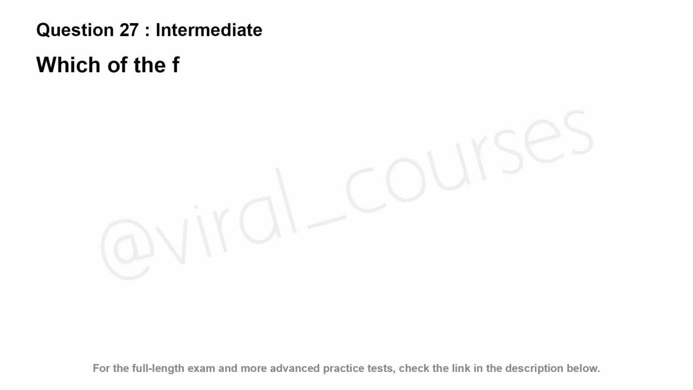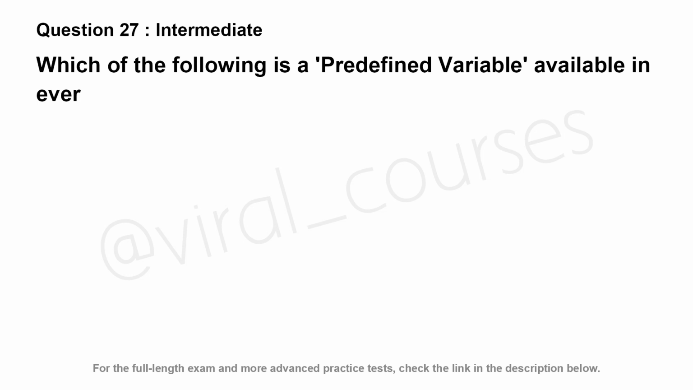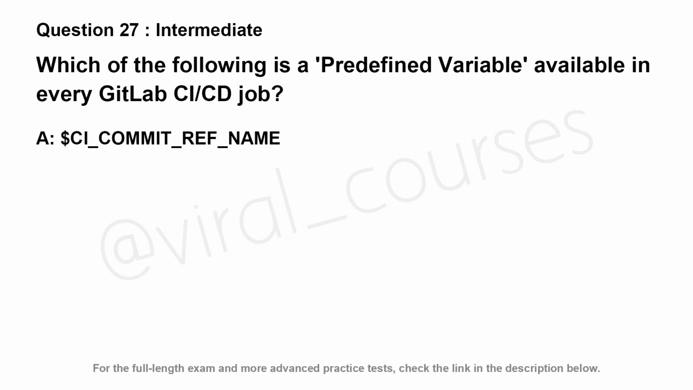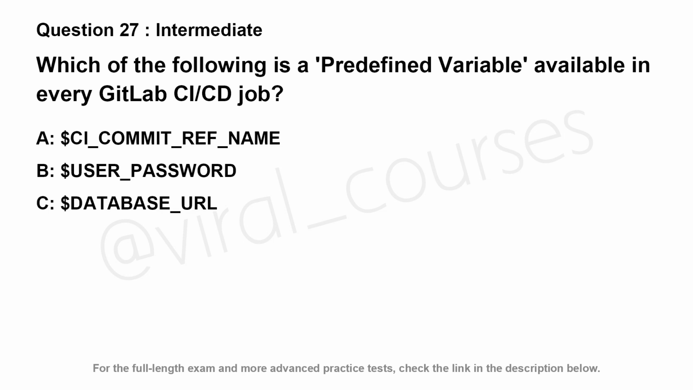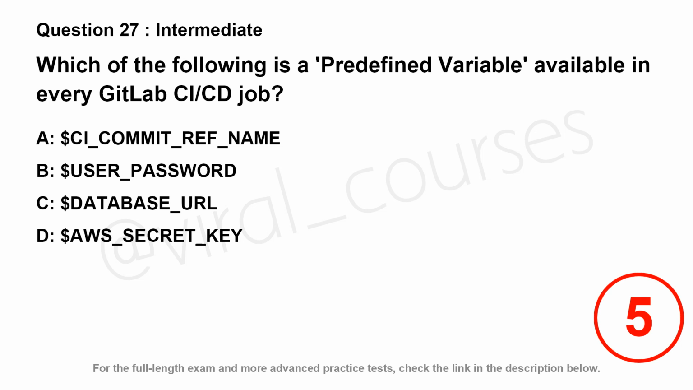Which of the following is a predefined variable available in every GitLab CI/CD job? Option A, $CI_COMMIT_REF_NAME. Option B, $USER_PASSWORD. Option C, $DATABASE_URL. Option D, $AWS_SECRET_KEY.